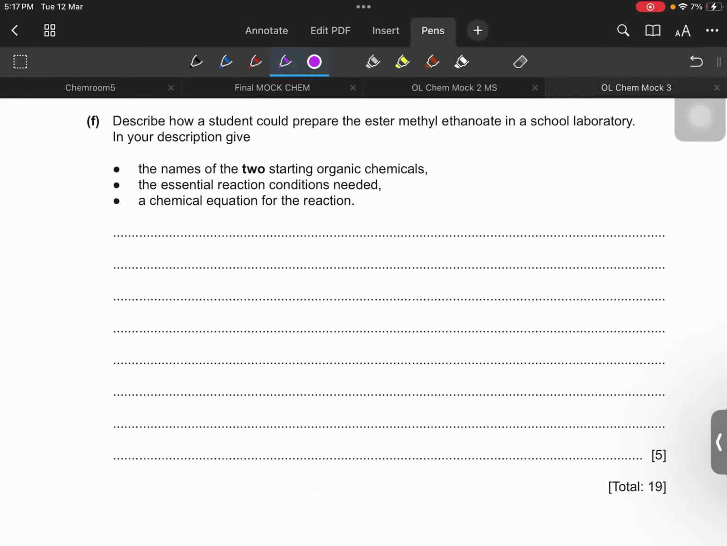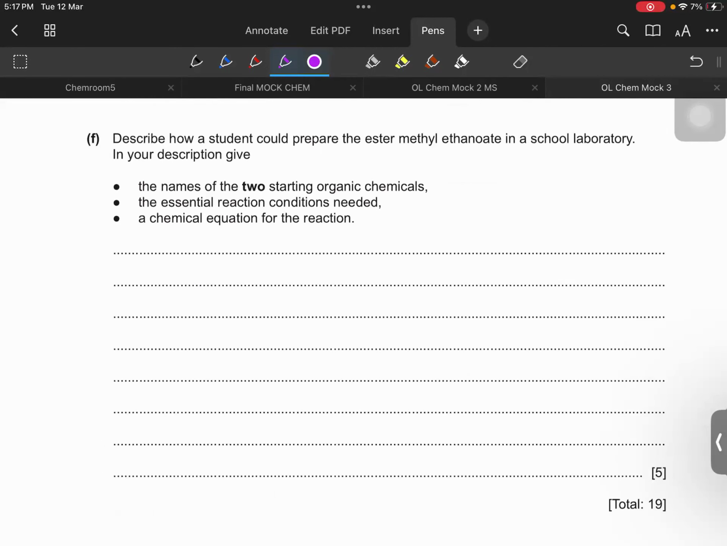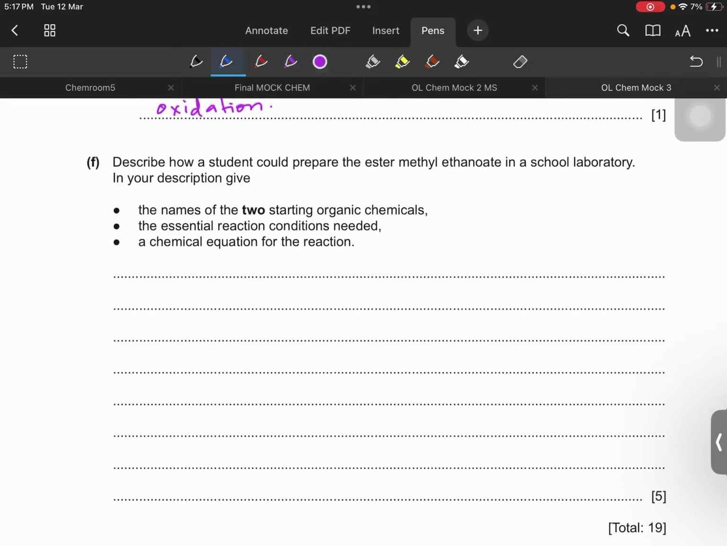Describe how a student could prepare the ester methyl ethanoate in a school laboratory. Name the two starting chemicals: methanol and ethanoic acid. Methyl brings the alcohol, ethanoate brings the acid. So react methanol with ethanoic acid.